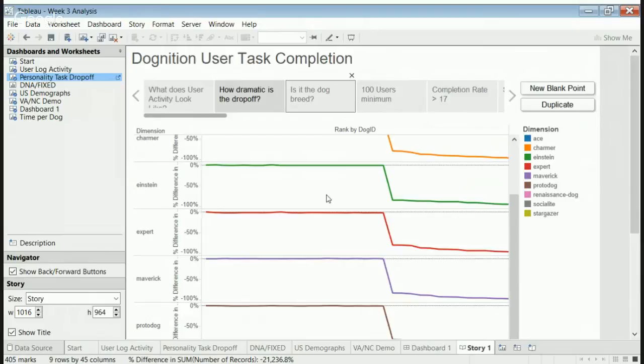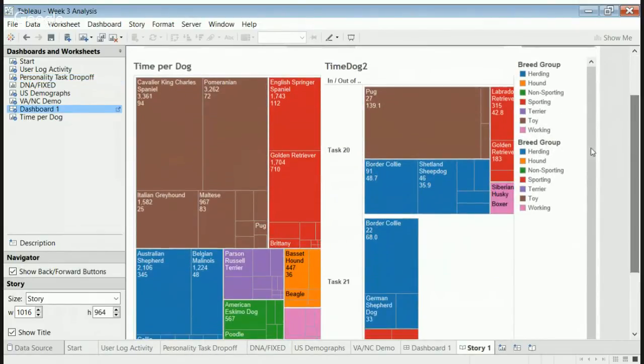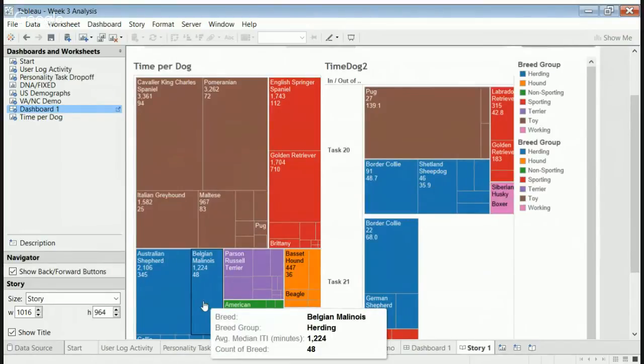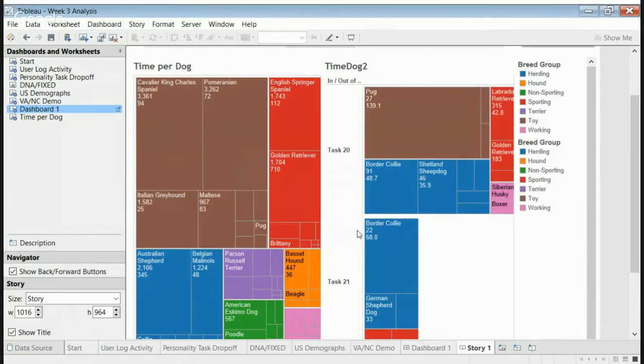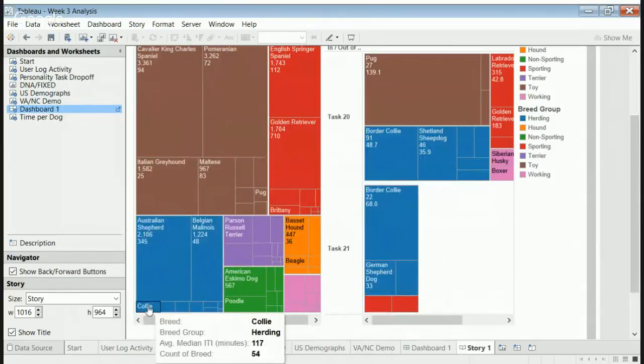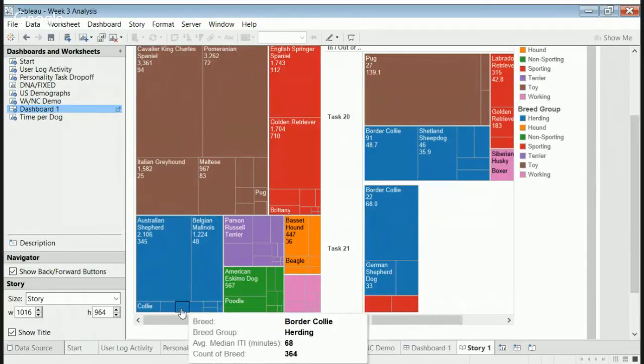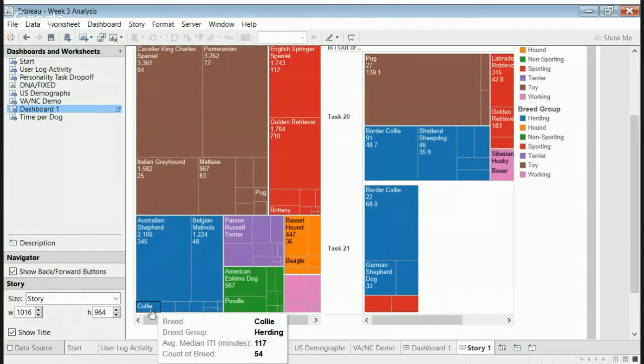So if it's not the personality of the dog, maybe it's the breed. Over here, this is the time it takes for a dog to complete a task from one task to another. The bigger the box, the more time it takes. The smaller the box, the quicker the dog moves from one task to the next. Over on this graph here, we've covered all the tasks and all the dogs from the beginning to the end. Notice the Collie and the German Shepherd.